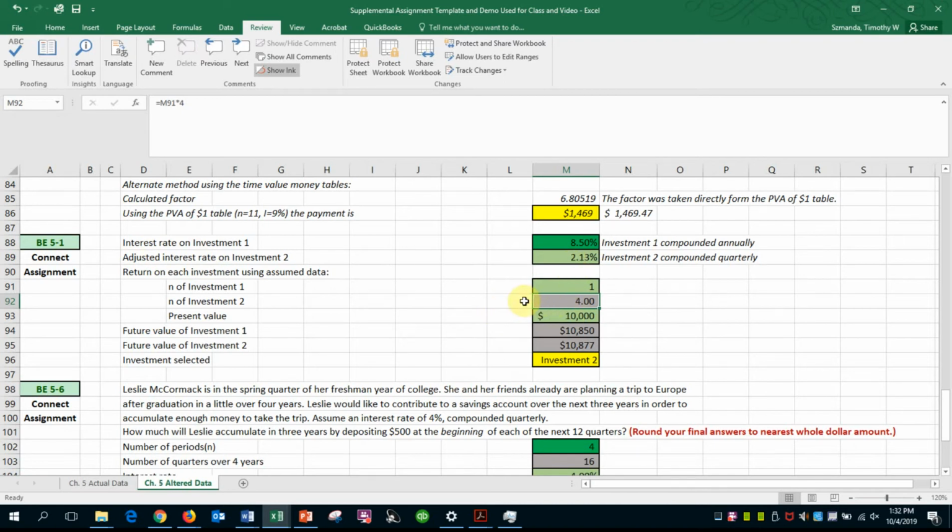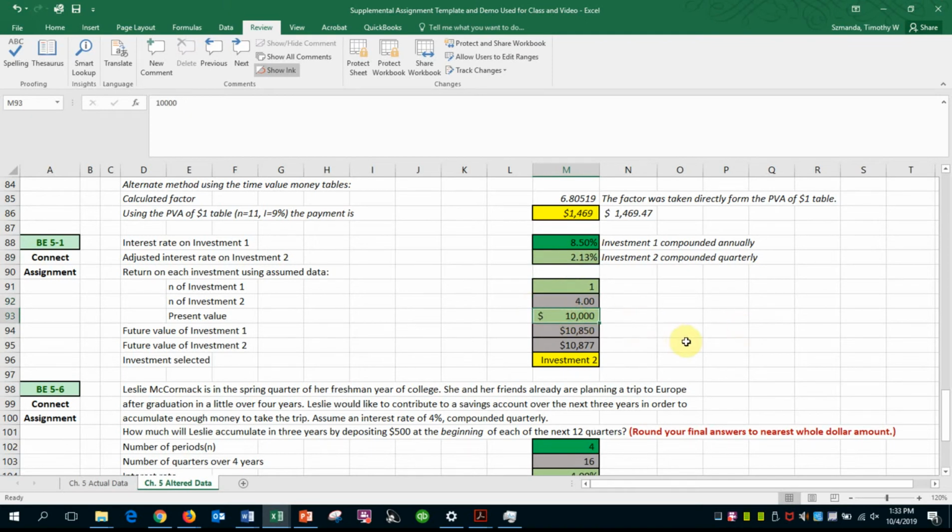If there are 4 payments or compounding periods in the same year, then we have to take the 1 for 1 year and multiply it by 4. So investment number 2 has 4 periods. Investment number 1 has just the 1. So if you were to look at these again, you'd say, okay, investment 1 has 8.5% for 1 period. Investment 2 has 2.13% as a discount rate for 4 periods, or 4 quarters in a year.